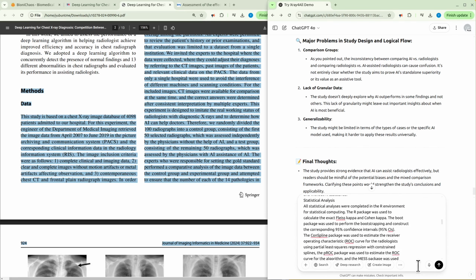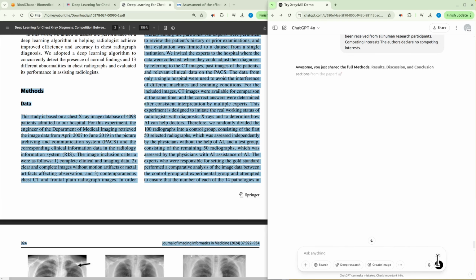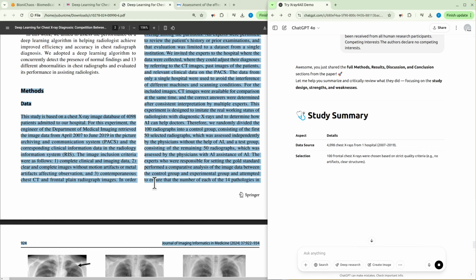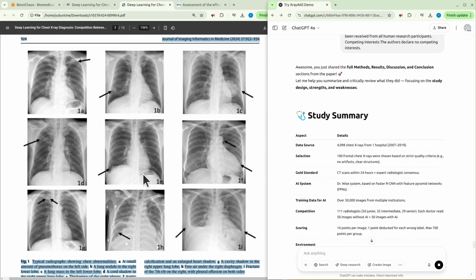Overall, the paper makes a strong case for AI in AI-assisted radiology. Explicitly acknowledging these biases and limitations would enhance the robustness and transparency of the study. If you need any more details or have further questions, just let me know.